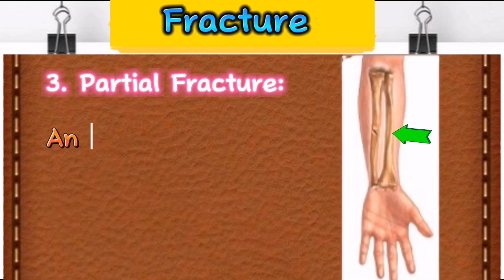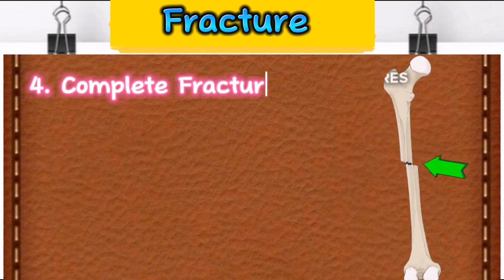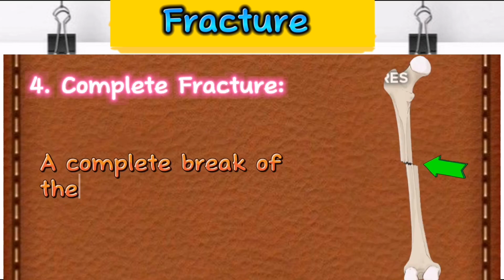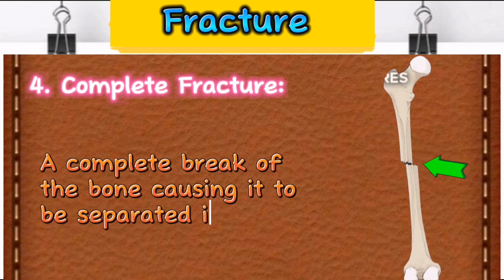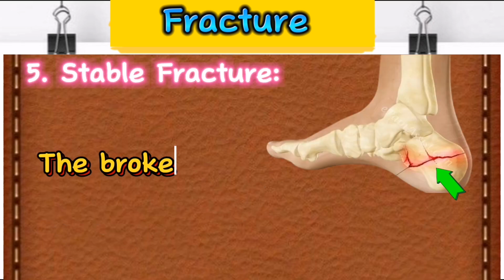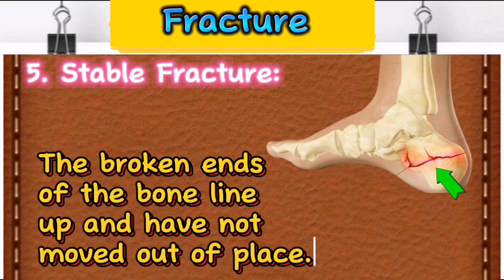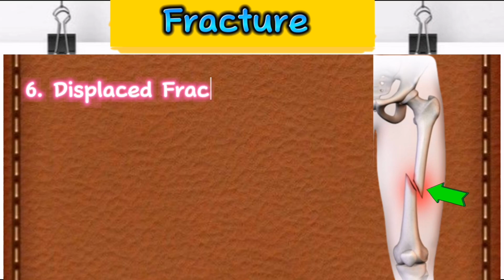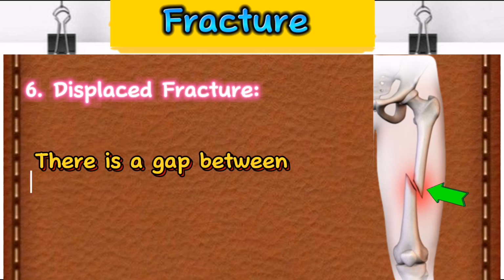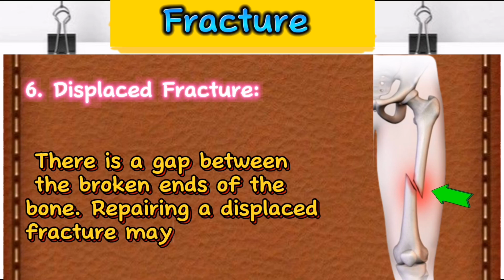3. Partial fracture. An incomplete break of the bone. 4. Complete fracture. A complete break of the bone causing it to be separated into 2 or more pieces. 5. Stable fracture. The broken ends of the bone line up and have not moved out of place. 6. Displaced fracture. There is a gap between the broken ends of the bone. Repairing a displaced fracture may require surgery.